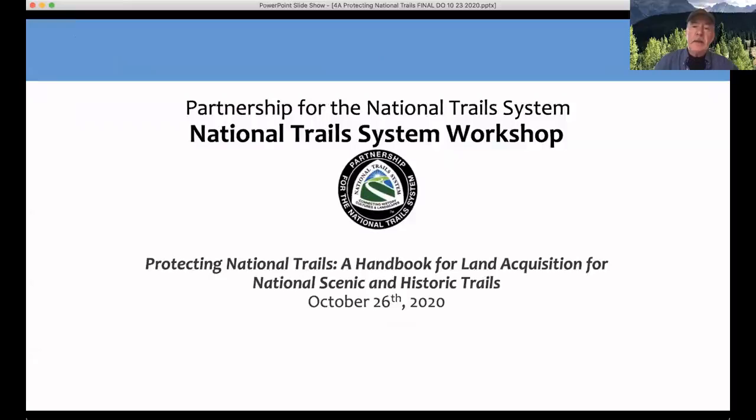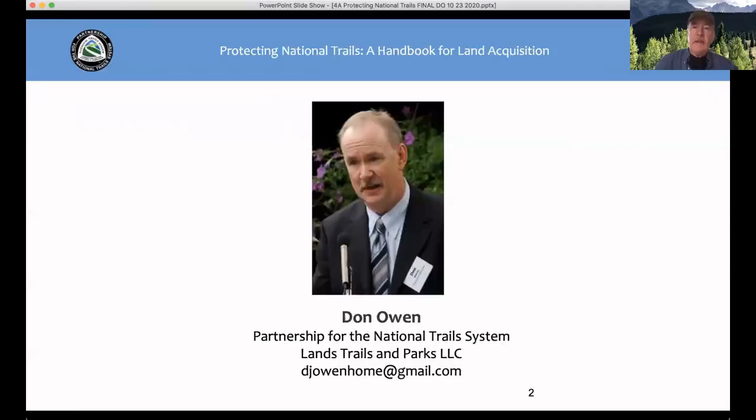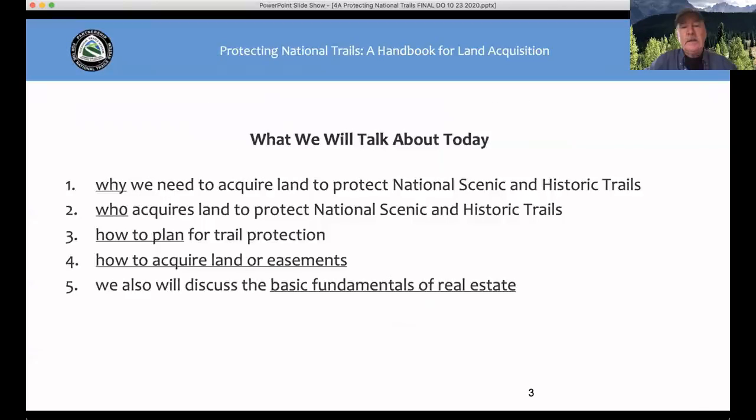This is what we're going to talk about today. We're going to talk about why we need to acquire land to protect National Scenic and National Historic Trails, who can acquire land, how to plan for trail protection, how to acquire land or easements, and we'll also discuss some of the basic fundamentals of real estate.